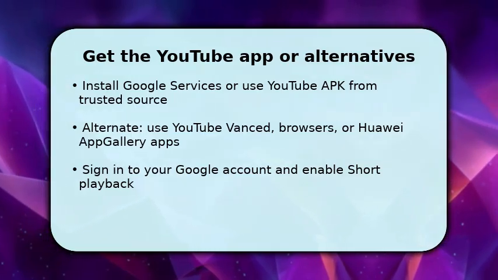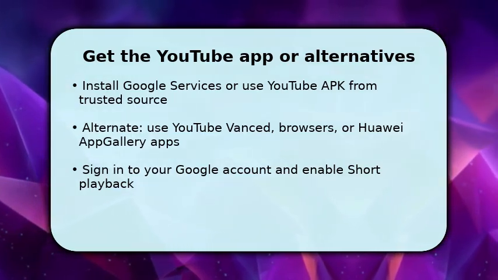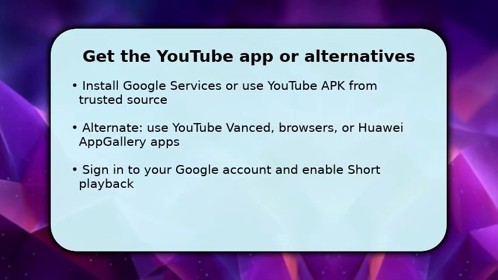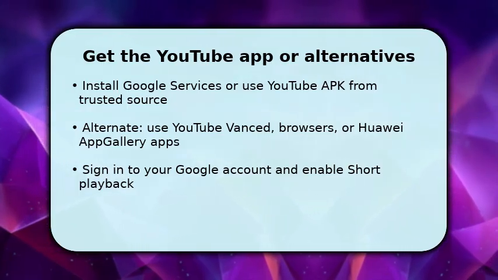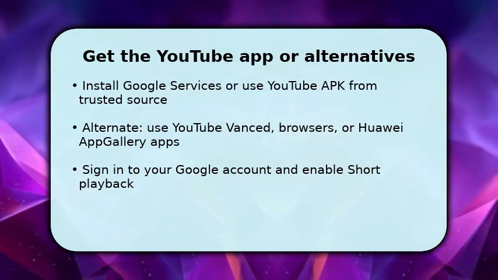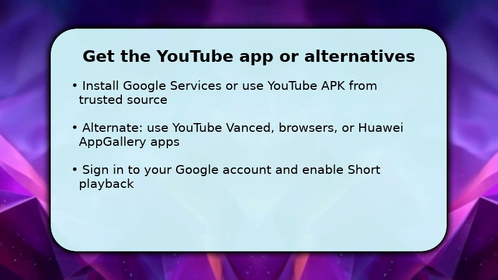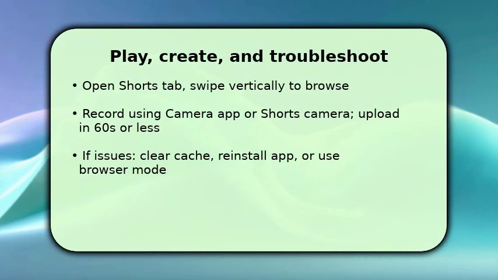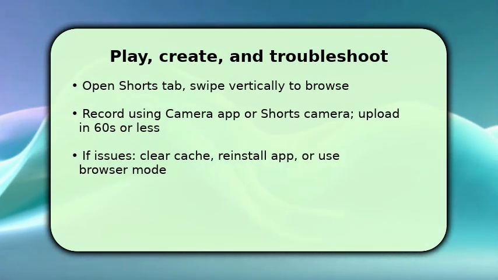Once installed, sign into your Google account so recommendations and uploads sync. Make sure playback settings allow mobile quality streams, otherwise Shorts may fail to load or appear as normal videos. Finally, open the YouTube app or browser, tap the Shorts tab and swipe vertically to browse.